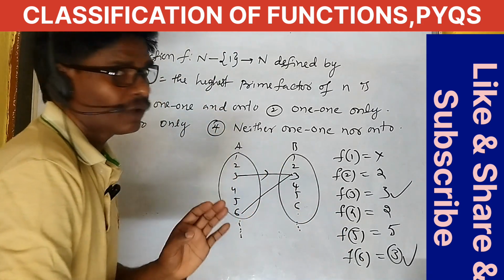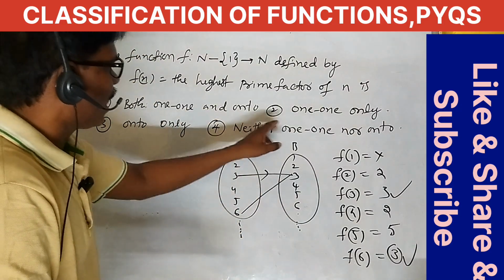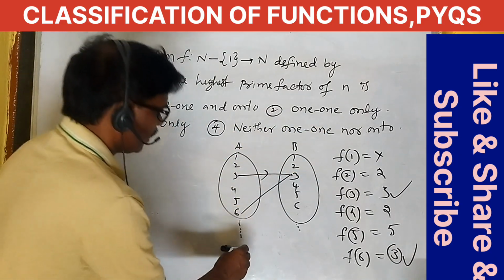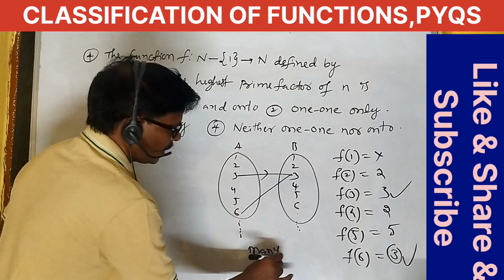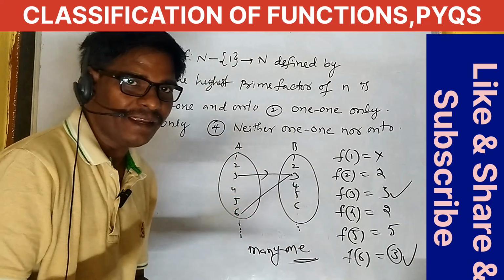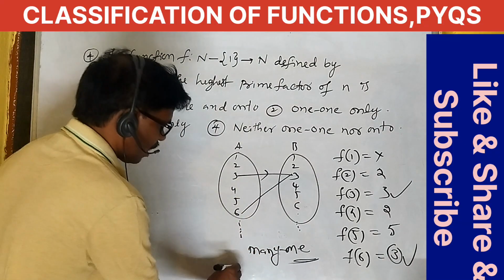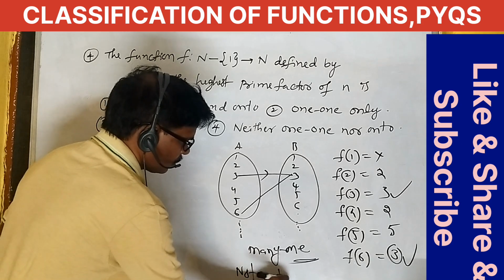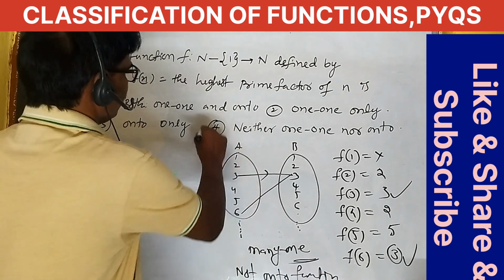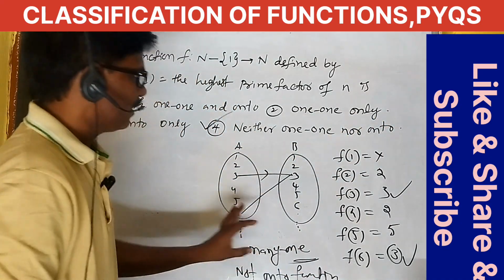This is a many-to-one function. A many-one function is not an onto function. So it is not onto. Which option is correct? Neither one-one nor onto is the correct answer. Okay, understand?